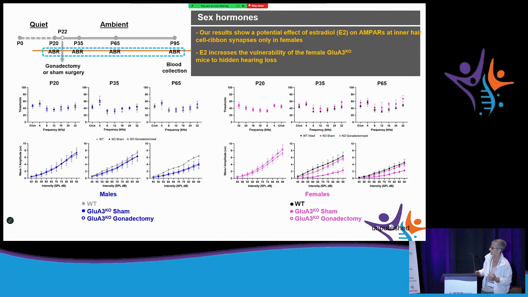So this suggests that there's a potential effect of estradiol on AMPA receptors at the inner hair cells, and in particular, estradiol increases the vulnerability of the female GLUA3 KO to ambient sounds. And we know that sex hormones contribute to potentiation of AMPA receptors in the hippocampus, and we know that they can also increase calcium-permeable AMPA receptors.